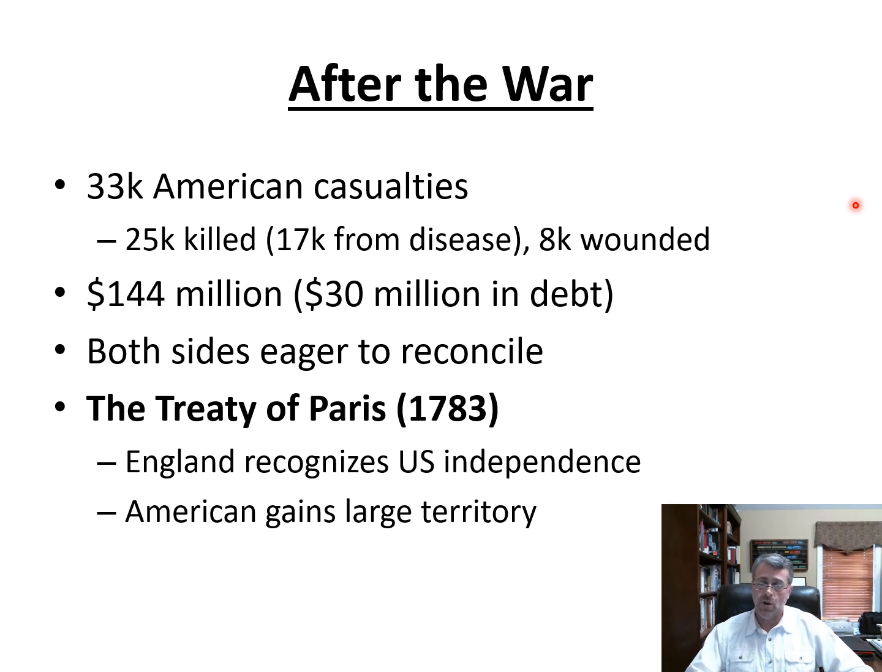Who wins? Who gets to write the history book? What happens as a result? What changes are made, and how does the result of the war impact later generations? So just some numbers here. About 33,000 American casualties are going to result from the war, and these are military casualties, men involved with the fighting. 25,000 of those are going to be the result of battlefield casualties. 17,000 of that total is going to be from disease.